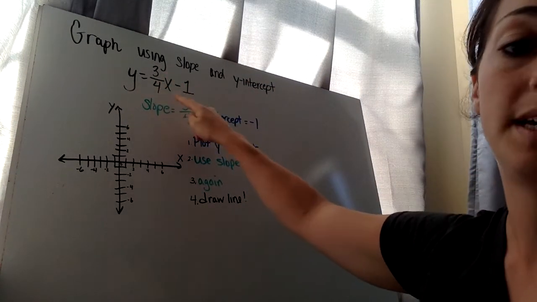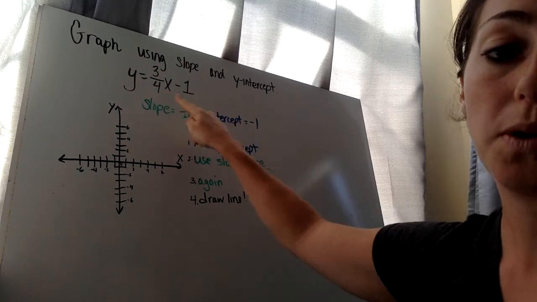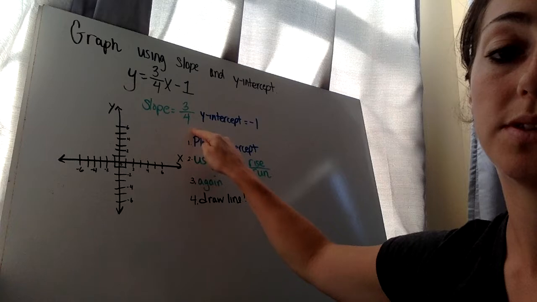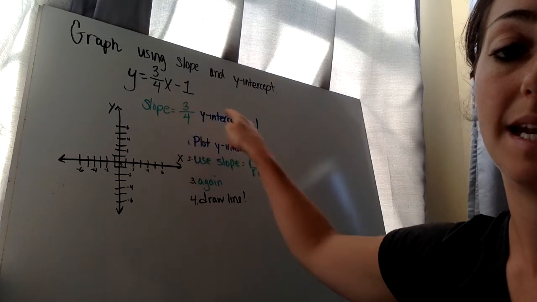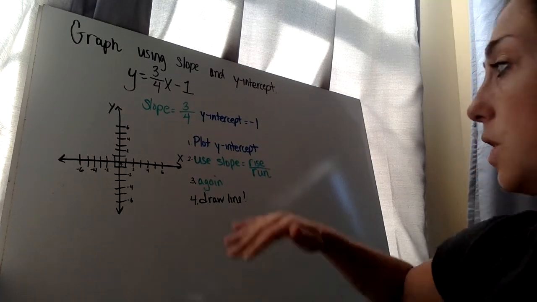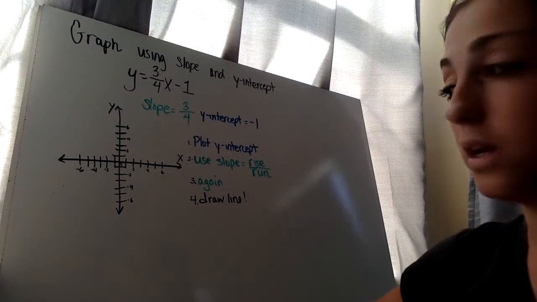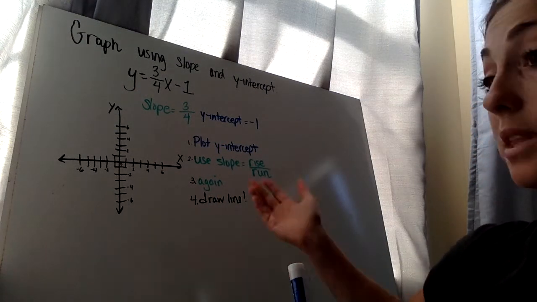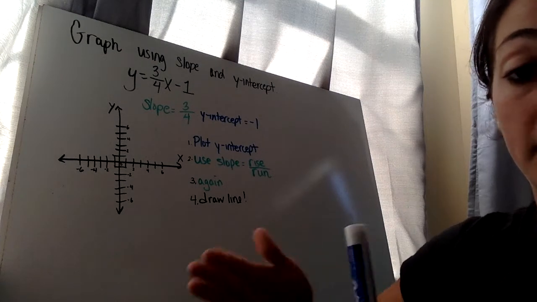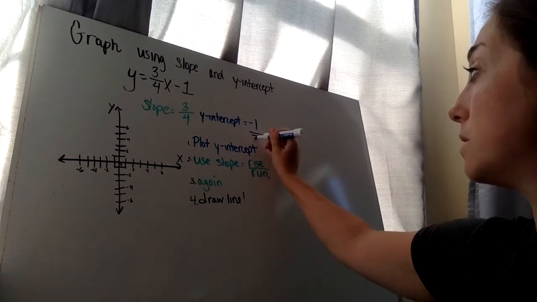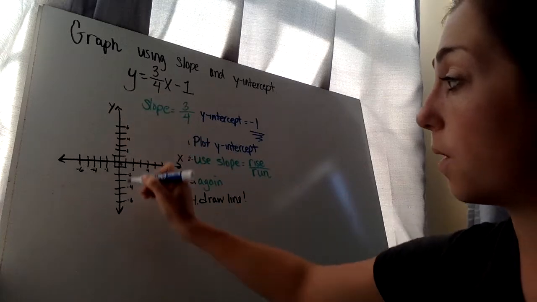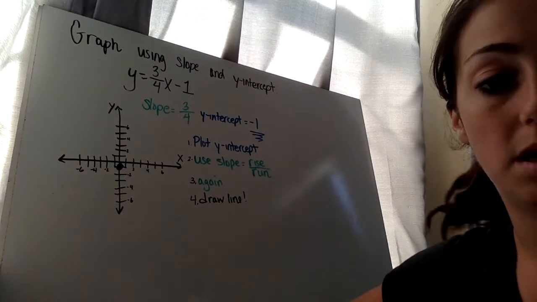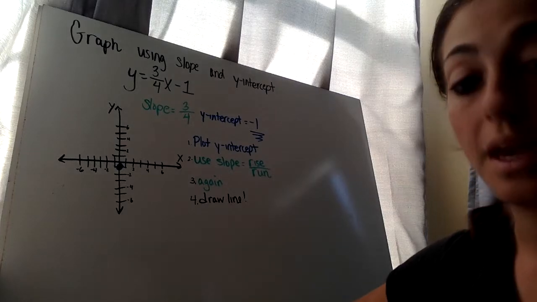Y equals 3/4 x minus 1, which is my slope, which is my y-intercept. So my slope is 3/4, and my y-intercept is -1. So here are my steps if you want to write them down. Step 1 is to plot my y-intercept on the y-axis. I didn't write that, but make sure it's on the y-axis. It's the y-intercept. That's where it should be. My y-intercept is -1. Where's my y-axis? Here it is. Where's -1? Here it is. I'm plotting a point right there at -1.